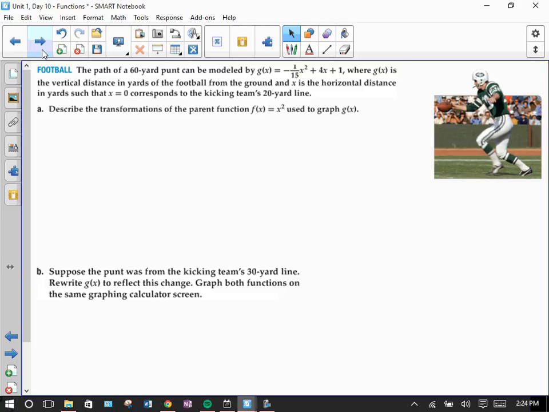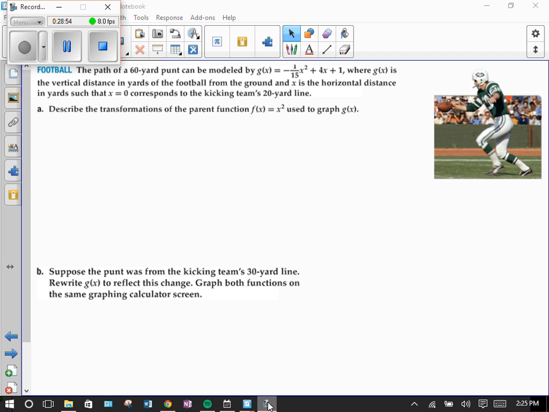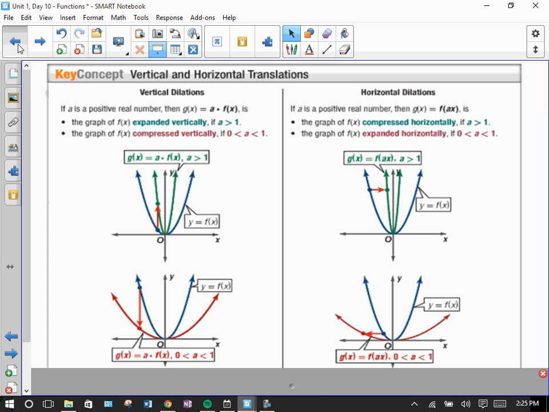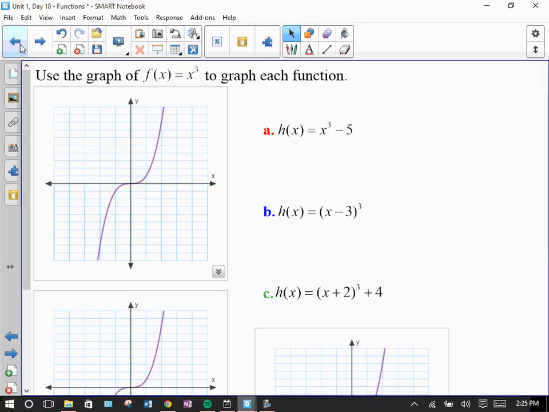Alright, so real quick, focus up here, guys. Here's what I want you to do. Can you tell me, this graph right here, x cubed minus 5, this is the parent graph. How would I transform this parent graph to create this?